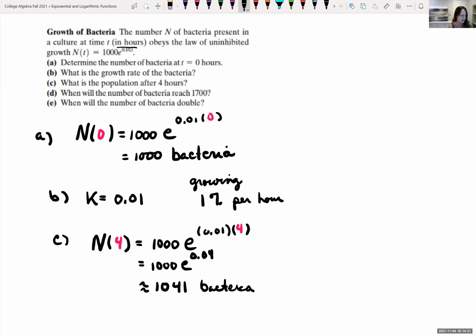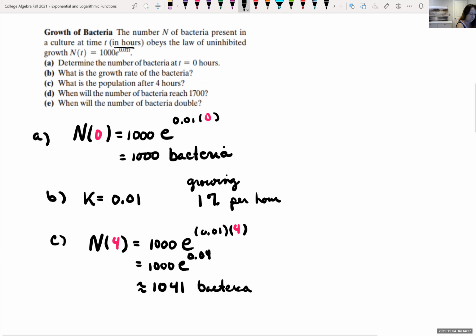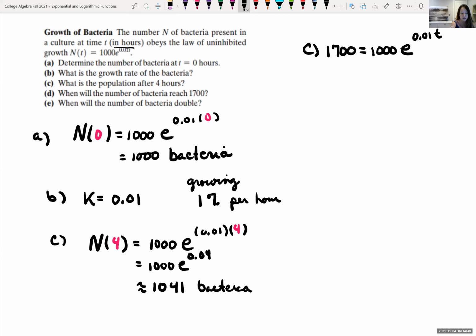When will the number of bacteria reach 1,700? So we know what n of t is. N of t is 1,700. This is equal to our initial amount, 1,000, times e raised to the 0.01 times t. So isolate your exponential piece. Let's divide both sides by 1,000. When we do that, we can reduce and we'll have 17 over 10 equals e raised to the 0.01 t.